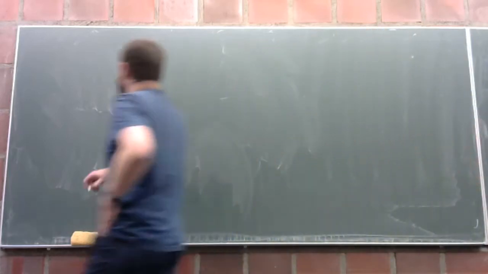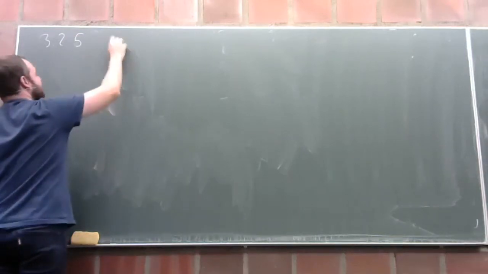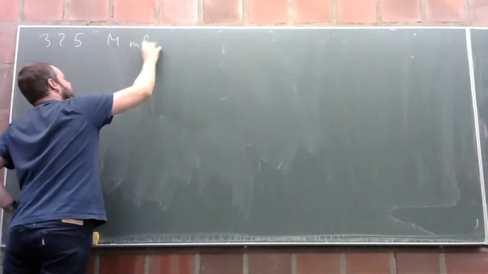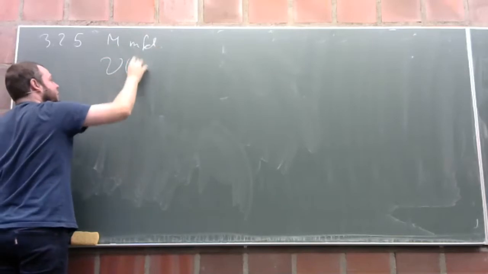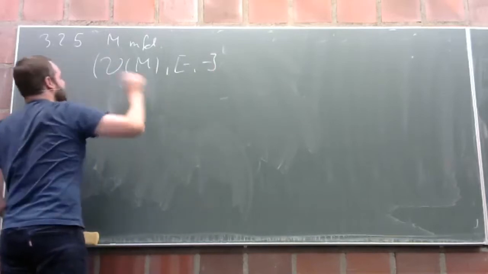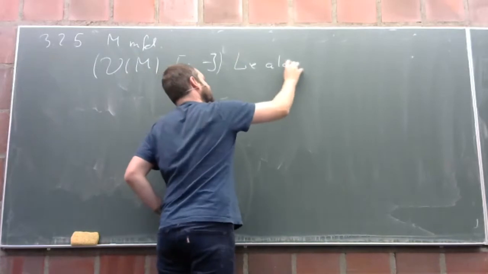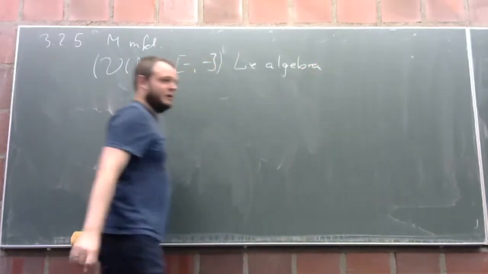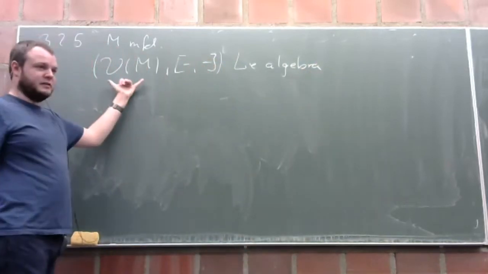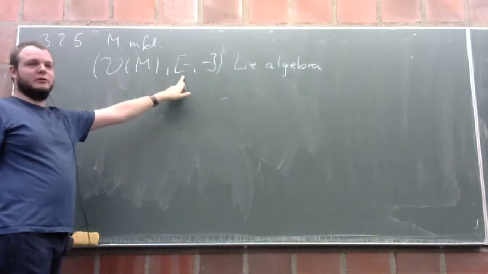Okay, so in principle, let's just recap. We had this manifold M. We now know that the vector fields, with the bracket of vector fields to be defined, form an algebra. And we have a locally convex topology on this algebra, turning it into a locally convex vector space. Unfortunately, we know the continuity of the bracket only.